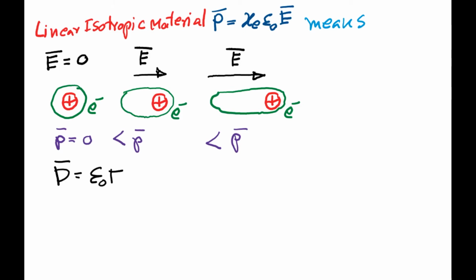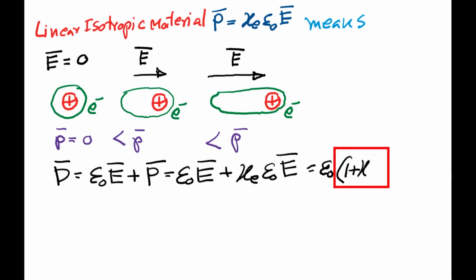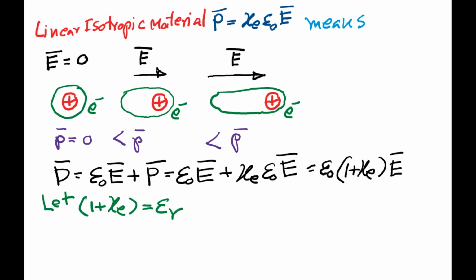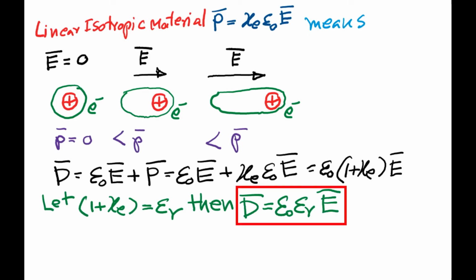Replacing the expression for polarization in the electric flux density equation, we obtain this equation. Electric field is a common factor which we can factor out. This leaves 1 plus chi sub E. We call this the relative permittivity, which tells us how much larger the permittivity of this dielectric material is than the one for free space. We use the symbol epsilon sub r for relative permittivity. R stands for relative. The equation for electric flux density is simplified as shown here.